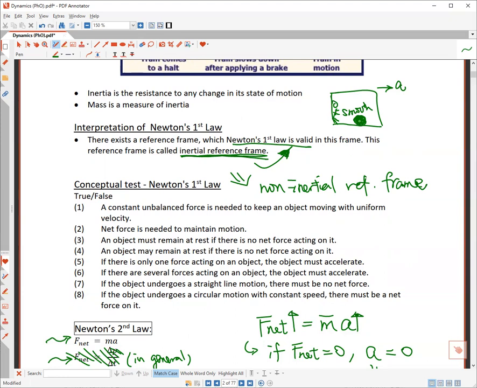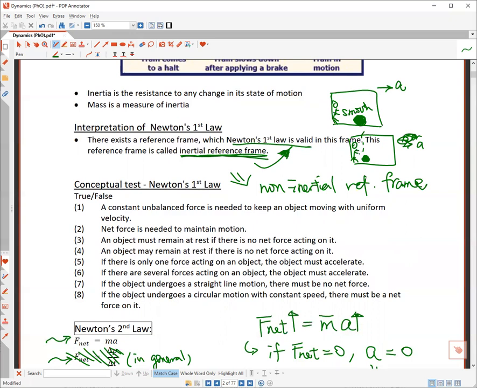It's smooth. That means there's no friction. Then there are no other forces that can affect the motion of the ball. So when the car is accelerating, okay, the ball will just remain at rest. So when you're looking at the ball inside the car, it seems that the ball is accelerating towards you.